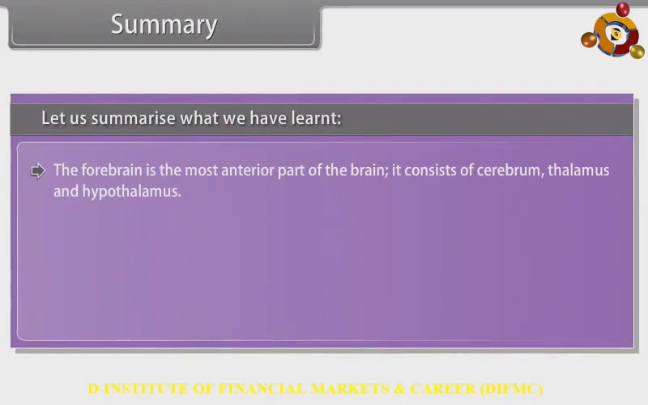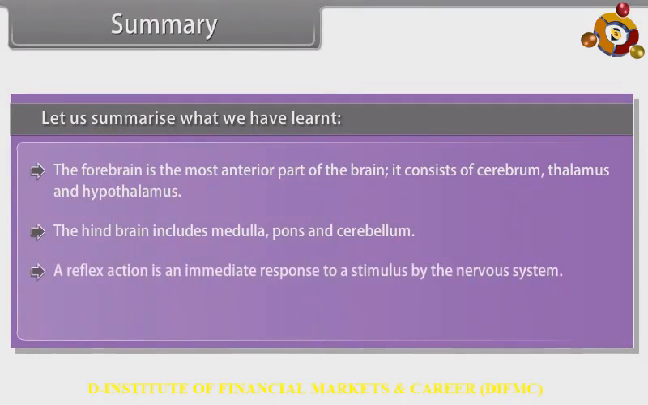The forebrain is the most anterior part of the brain. It consists of the cerebrum, thalamus, and hypothalamus. The hindbrain includes the medulla, pons, and cerebellum. A reflex action is an immediate response to a stimulus by the nervous system. The human eye and human ear are the sensory organs.